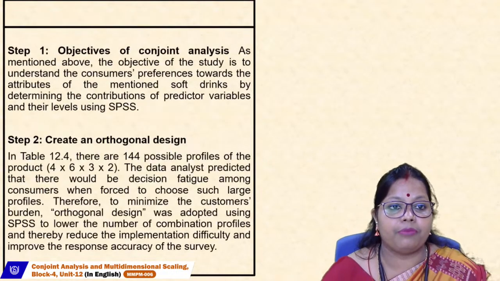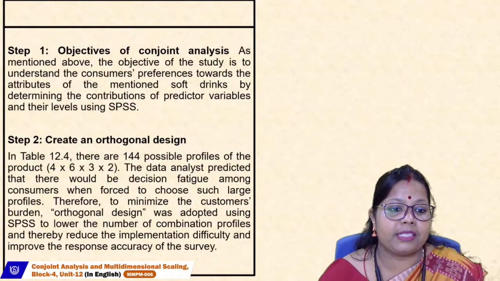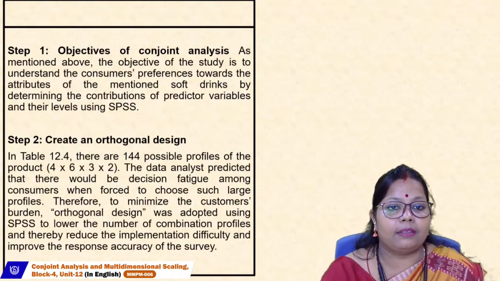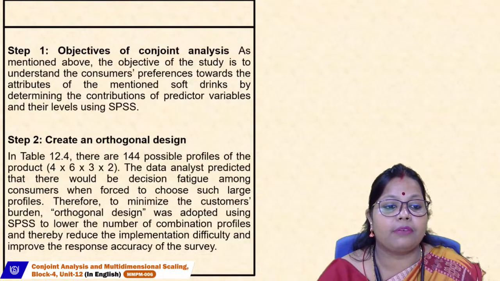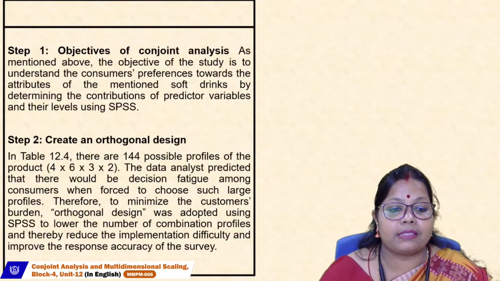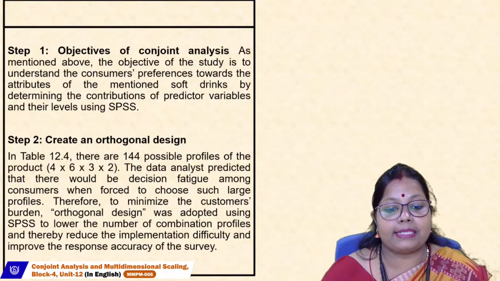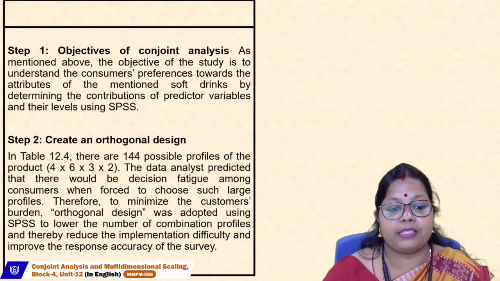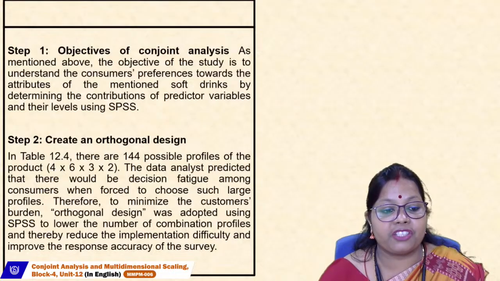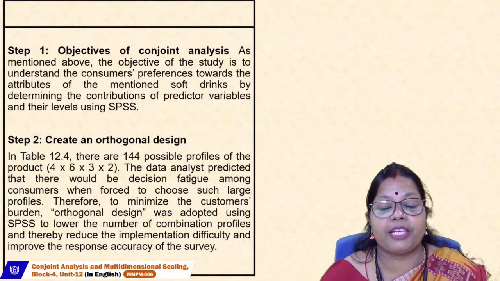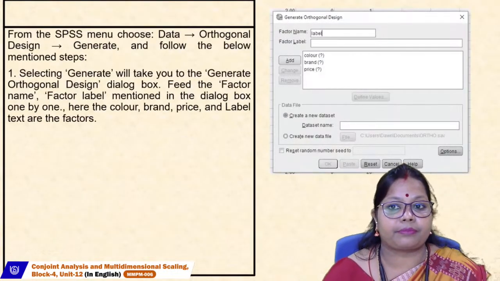This is the problem, and here is how we will go about it in SPSS. We have an idea about the different levels of the different attributes, and multiplying 4 by 6 by 3 by 2 is equal to 144. So to minimize the customer's burden, an orthogonal design was adopted using SPSS to lower the number of combination profiles, thereby reducing the implementation's difficulty and improving the response accuracy in the survey.